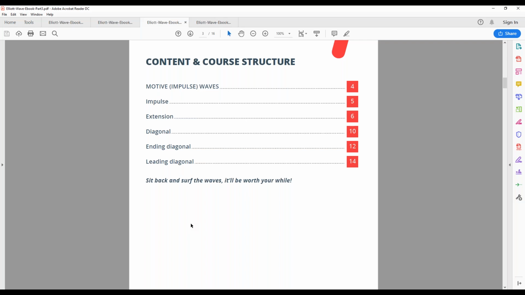An ending diagonal or a leading diagonal does not present an extension. In fact, it's basically not presenting this extension, and it's doing the opposite. It's presenting overlaps, which is not supposed to happen in an impulse. Hence the reason why wave 4 overlaps with wave 1, because it's a motive wave. I mean, it does make progress, but somehow that progress is restrained.